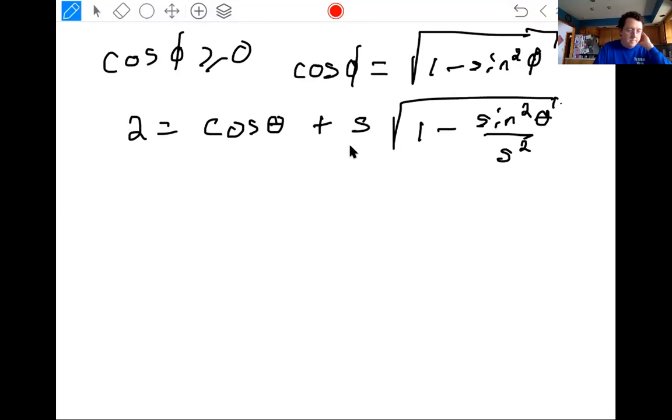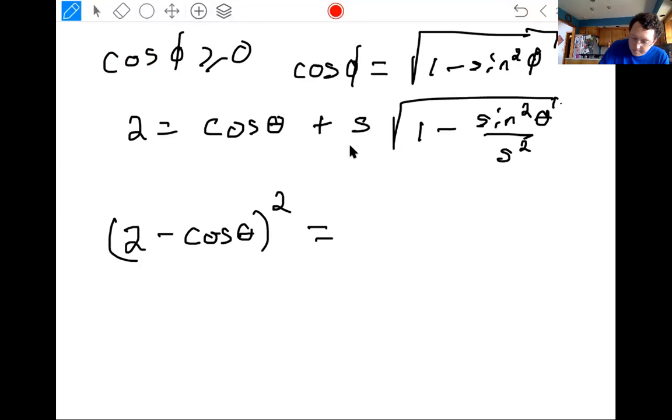And you can clean this up if you want. So this would become, well, here's what I'm going to do. I'm going to write this as 2, let's get rid of the square root. Let's write this as 2 minus cosine theta squared equals, so I'm rearranging it and squaring both sides. And I'm going to get s squared minus sine squared theta when I square both sides. Distribute and square both sides.